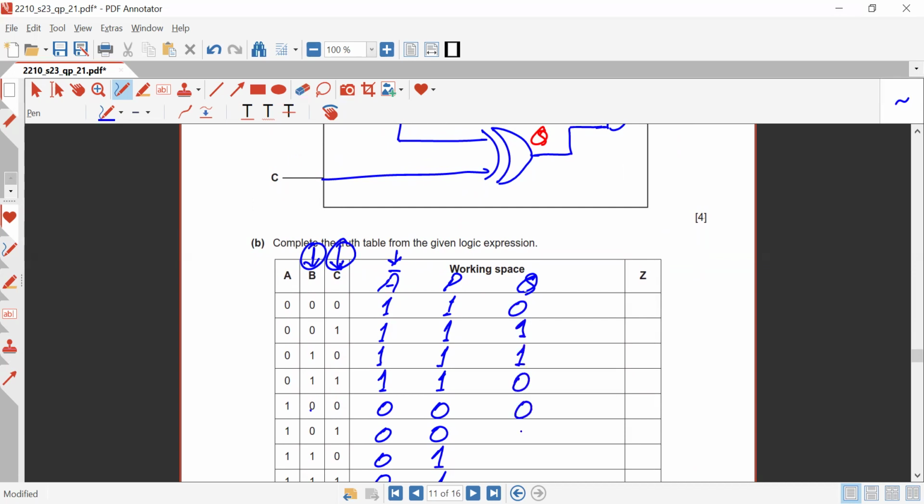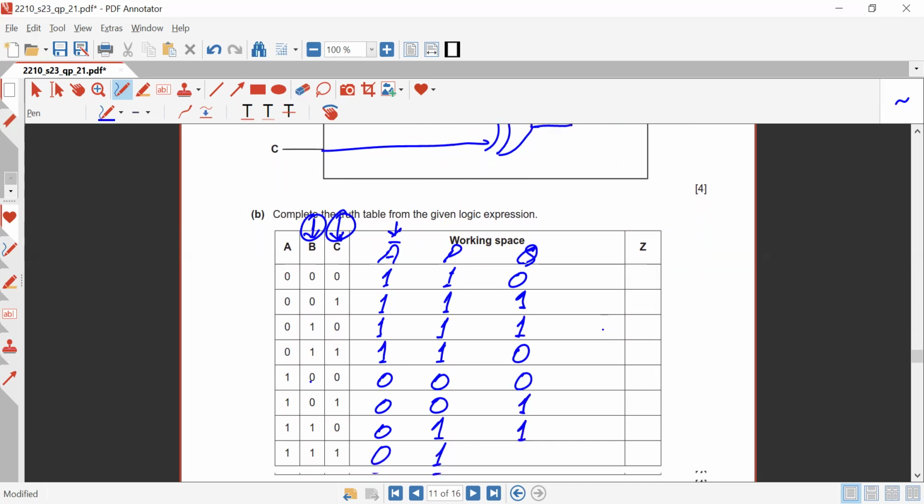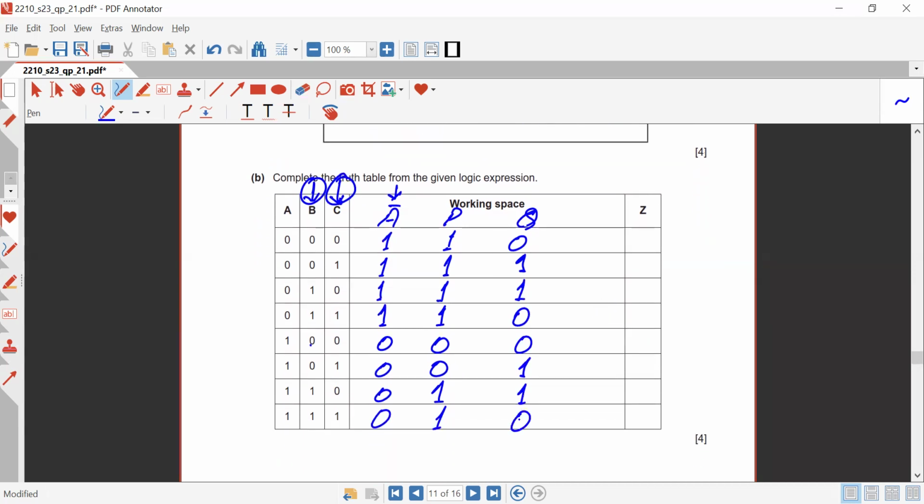0 0 will be a 0. 0 1 will be a 1. 1 0 will be a 1. Then we do have 1 1, it will be a 0 over here.